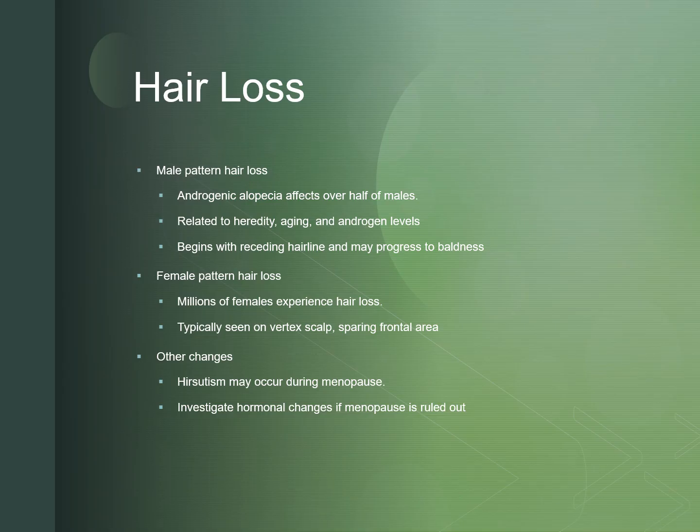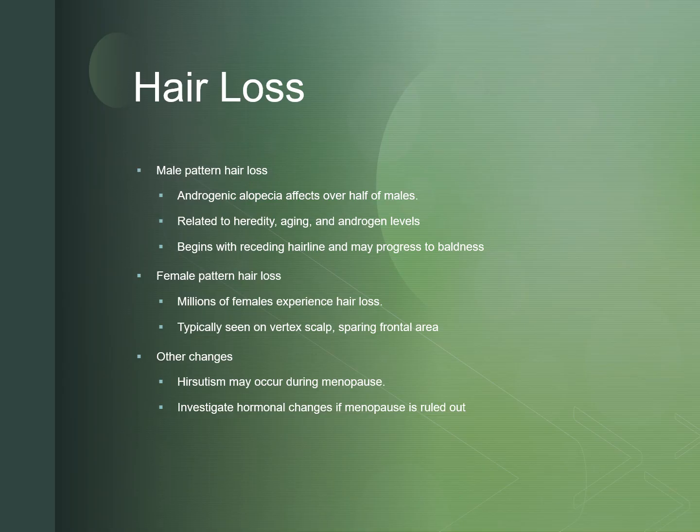Male pattern hair loss, this is the most common type of hair loss we'll see, also called androgenic alopecia. This affects over half of males, especially with aging. It's caused by a combination of genetics, aging, and testosterone levels. Typically starts with a receding hairline and thinning at the crown, and it can progress to baldness. This is usually a normal and expected finding, but still important to recognize.